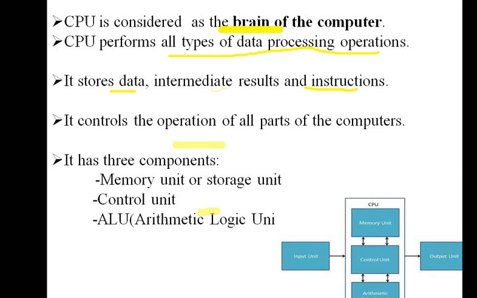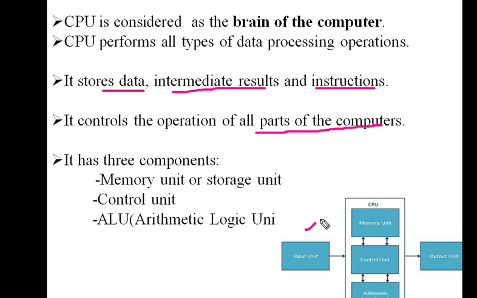Here, data means it may be a file, an audio file, a video, or an image, that we can call data. Then intermediate results and instructions. Instructions means the task we are performing. Based on that task we call them instructions, and it controls the operation of all the parts of the computer. It has the capacity to control input devices and output devices. Overall, all parts should be controlled by the CPU.